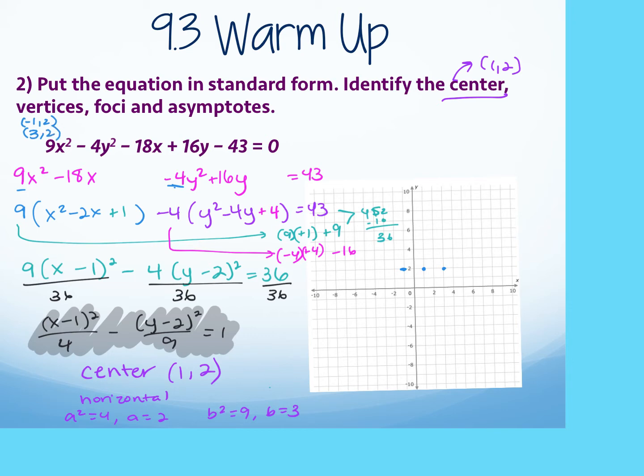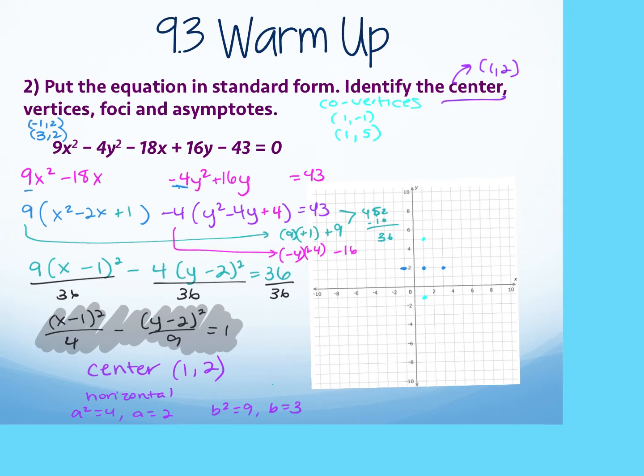To get the foci, oh, actually, when it asks for the vertices, it means vertices and co-vertices. So let's do that too. Co-vertices. I'd go up and down the 3. So I added and subtracted the 3 from the y coordinate. So the x stays as 1. 2 minus 3 is -1, and 2 plus 3 is +5, which matches the points we just plotted.